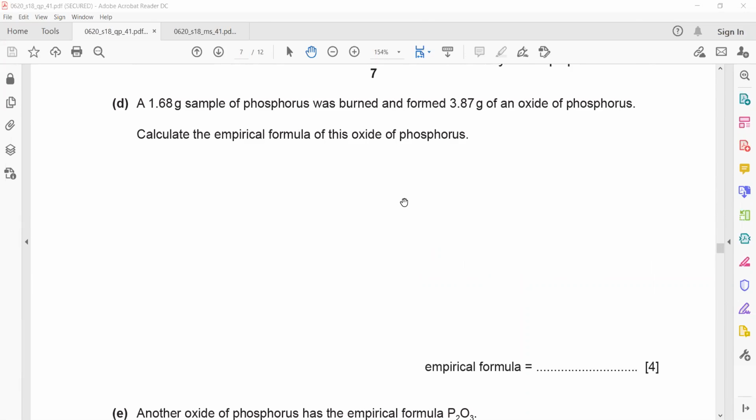Then, 1.68 gram of phosphorus was burned and formed 3.87 grams of oxide of phosphorus. What is the empirical formula? To get the empirical formula, we should know the mass of each element or the percentage of each element present in a compound.